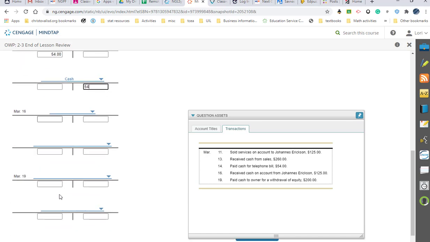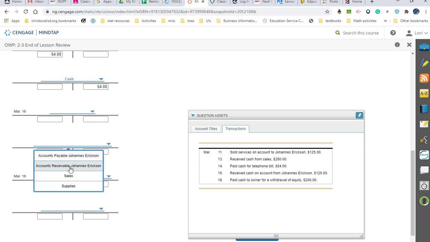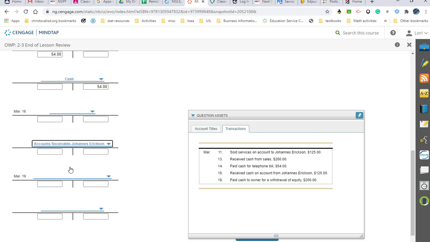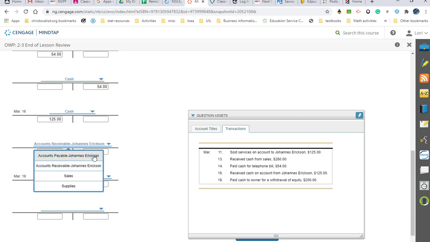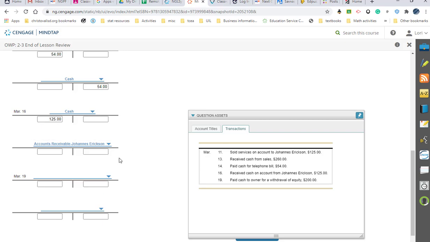On the 16th, we received money on account from Joanne Eckerson. So she's paying off some of her debt. That's decreasing her accounts receivable. That's an asset, so it's going to decrease on the credit side. And we received cash, so cash is an asset. It's going to increase on the debit side. We received $125 from her. It was a receivable because this is money that's owed to us.